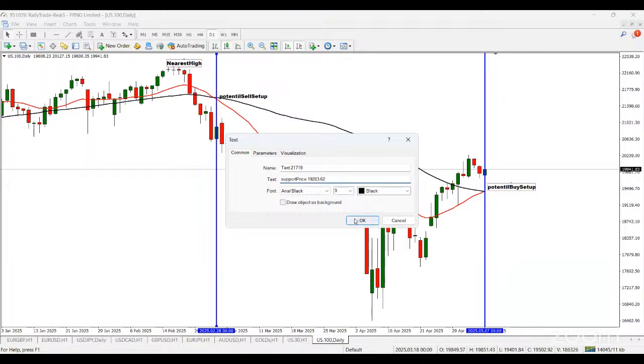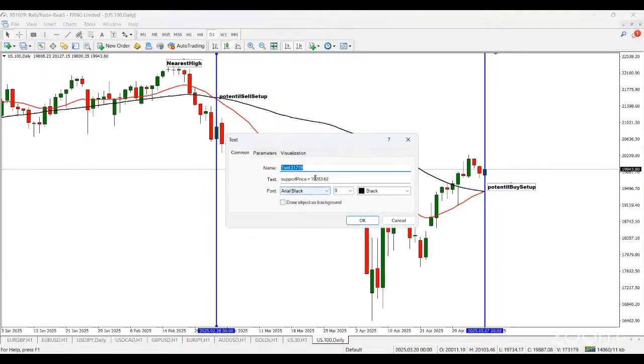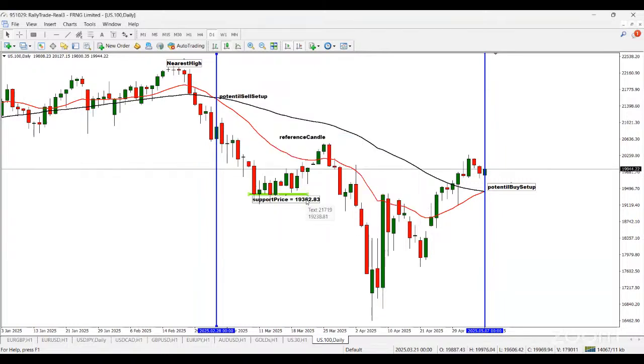I'm still going to check. I'm just going to do equals to. So I'm just going to check the price of this one. Yeah, close. Oh, okay. 19362.83. Let me edit. 19362.83. Right. So we have a support price as 19362.83.